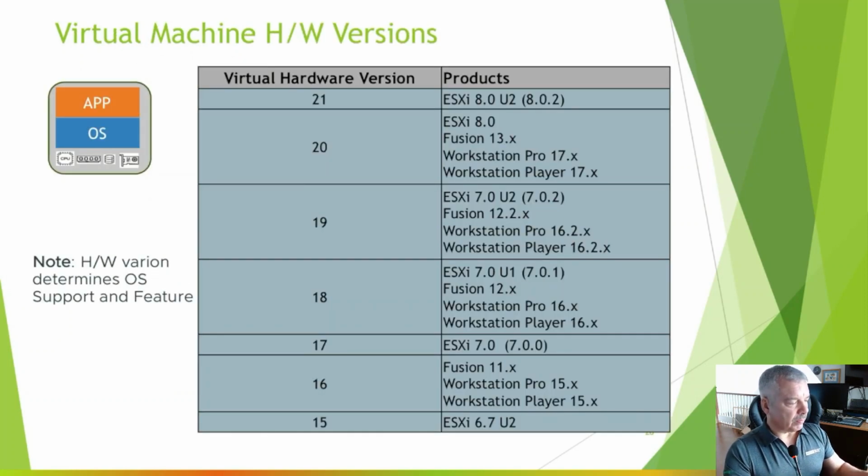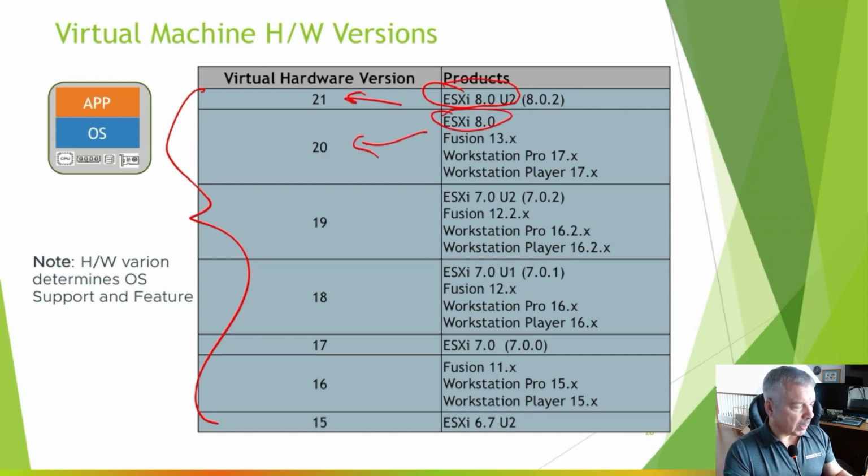There's also a bunch of different hardware versions of your virtual machine. Now this really depends on your ESXi version, right? So for ESXi 8.0 update 2, it looks like it's hardware version 21. Version 8, it's hardware version 20. I can't remember what the difference between those is. There could be some subtle differences.